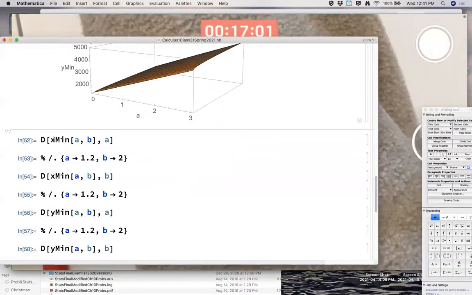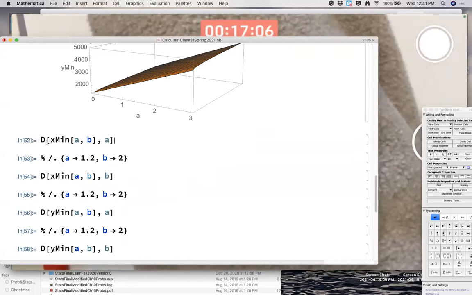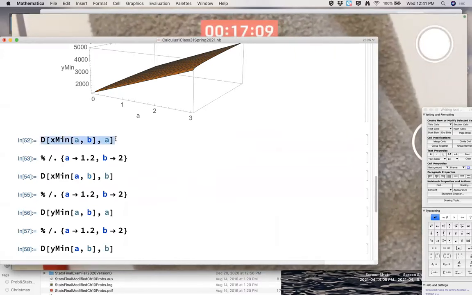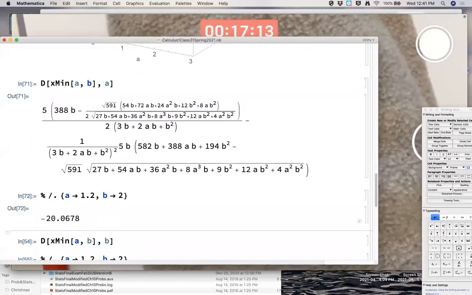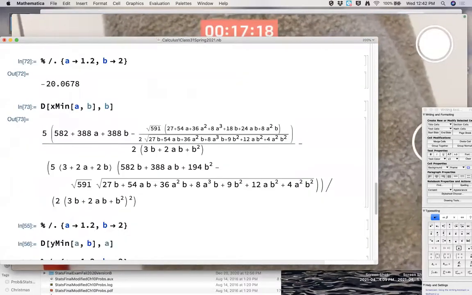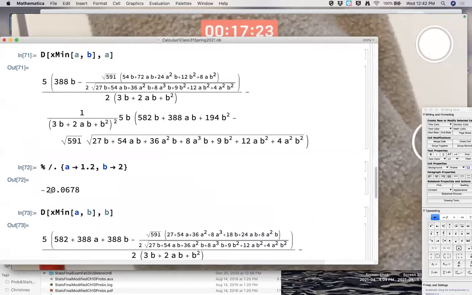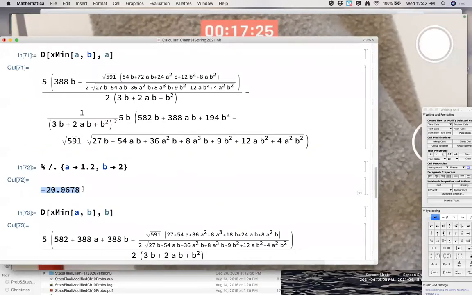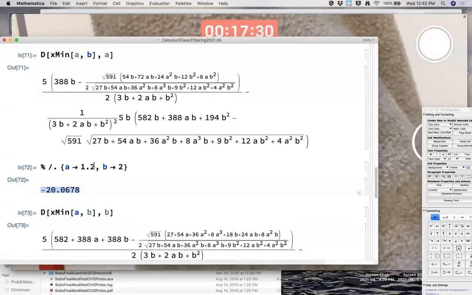You can find partial derivatives of these functions with respect to A or B, and we can plug in numbers. This finds the partial derivative of the X location of the minimum with respect to A. Complicated, but hey, Mathematica can do it, and I can plug in my numbers. And with respect to B, and I can plug in my numbers. What is this telling me? These are derivatives. I can think of this in terms of linear approximation. The fact that this one is close to -20 means, for example, if A increases from about 1.2 to say 1.3, I should expect my minimum cost to go down by about $20.